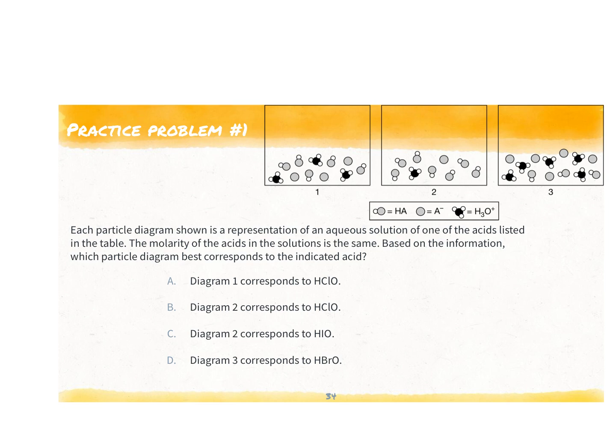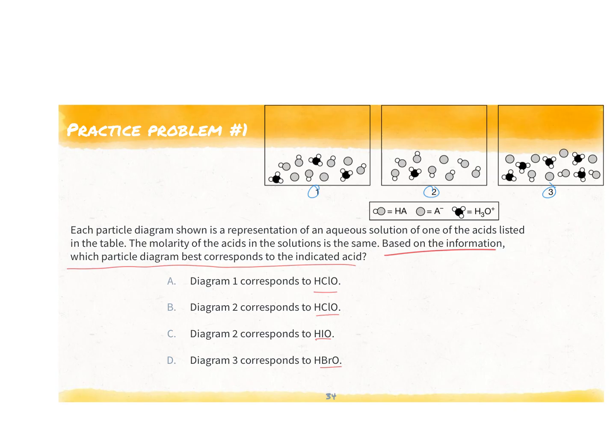And so this shows us 3 different particle diagrams, 1, 2, and 3. Let's first read the question, then we'll go back over to those diagrams. So it says, based on the information, which particle diagram best corresponds to the indicated acid? And so we're trying to match these diagrams to these 3 acids, HClO, HIO, and HBrO. And so now let's look at the diagrams.